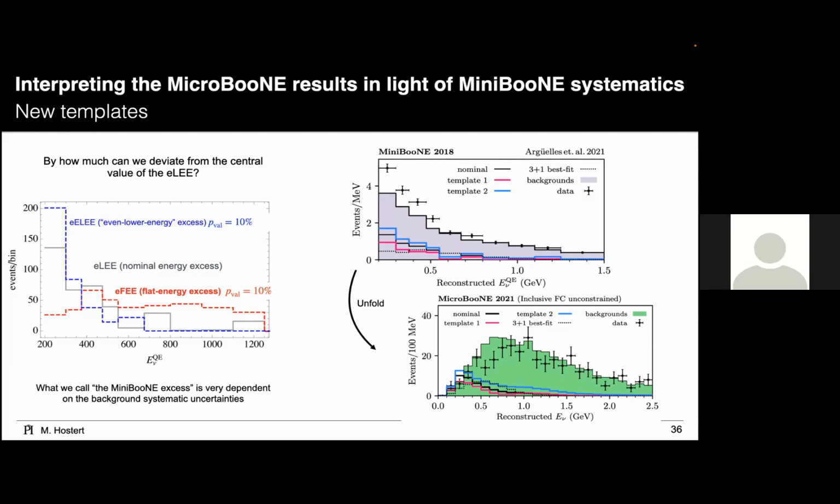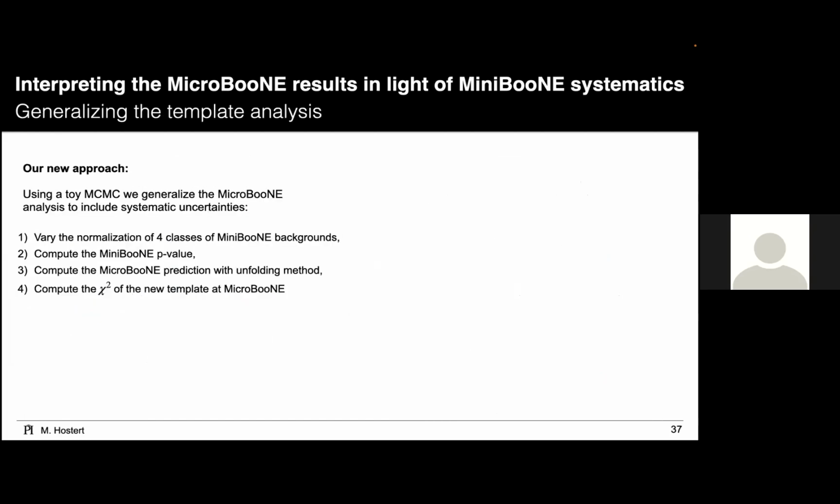Okay, so this procedure is clear. All we are doing is reproducing MicroBooNE's analysis for different choices of an initial template. Now, what I can do is generalize this approach.